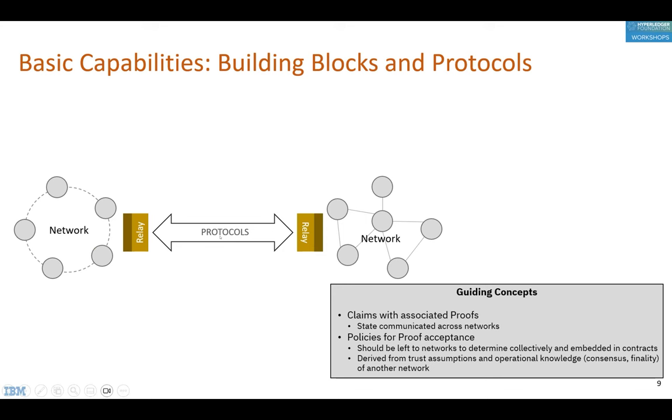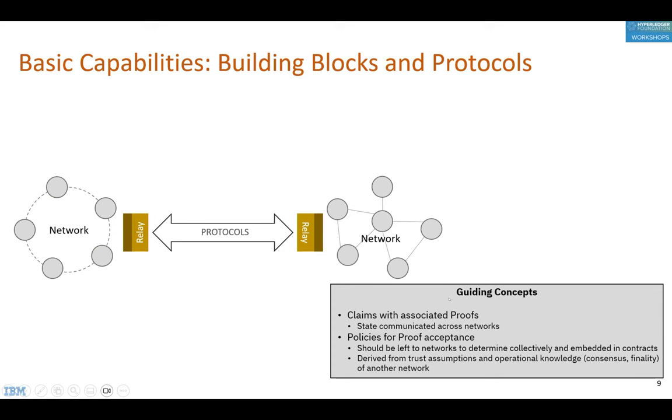The guiding concept that we thought we should institute was that networks should be able to make claims to each other and also be able to supply proof. Effectively, we want states to be communicated across networks, and we want the networks to also be able to validate those proofs based on whatever policies they have. So it's not like one network should be trusting something that another network or its relay says. It needs to have a way to validate that.